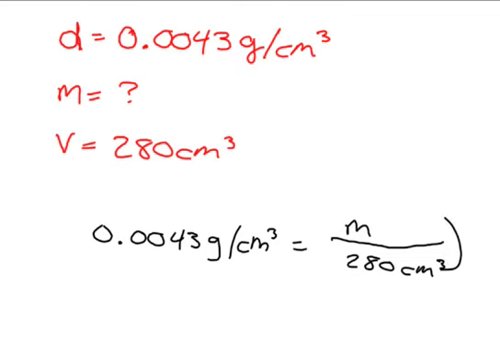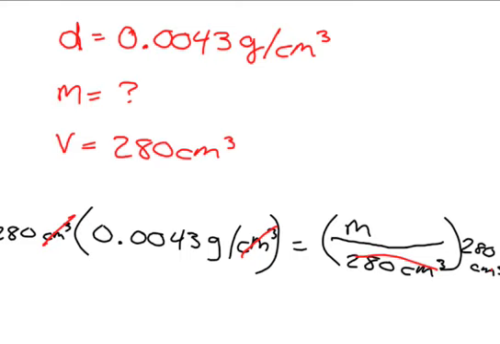And we can get M by itself if we multiply both sides by 280 centimeters cubed. I'm just going to cram this over here. Multiply this side by 280 centimeters cubed. So our mass is going to be equal to, well, we've got to cancel the centimeters cubed out. And we see that we're left with grams, which is good because those are the units that we should have for mass. So now we just need to plug it into our calculator and we get 1.2 grams. So this is our final answer. We're going to put a smiley face by that and we are all done.